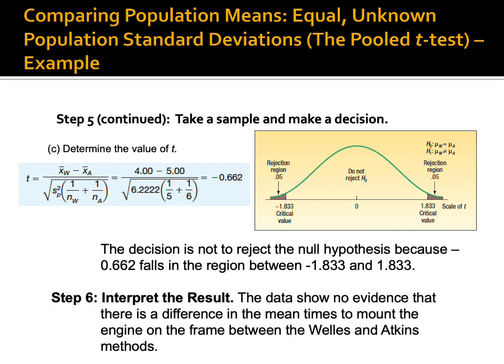As we saw in this question, the decision is not to reject the null hypothesis because 0.662 falls within the region between negative 1.833 and positive 1.833. So therefore, there is not enough evidence that there is a difference in the mean times to mount the engine.